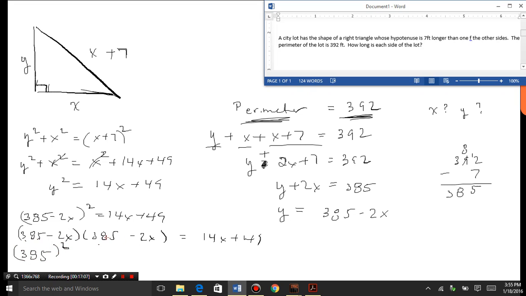Okay, this guy times that guy, let's double 385. What do we get? 385 times 2, 770, that's pretty good. That's pretty nice. So that's minus 770x, minus 770x, plus 4x squared equals 14x plus 49. All right, looking good, looking good.